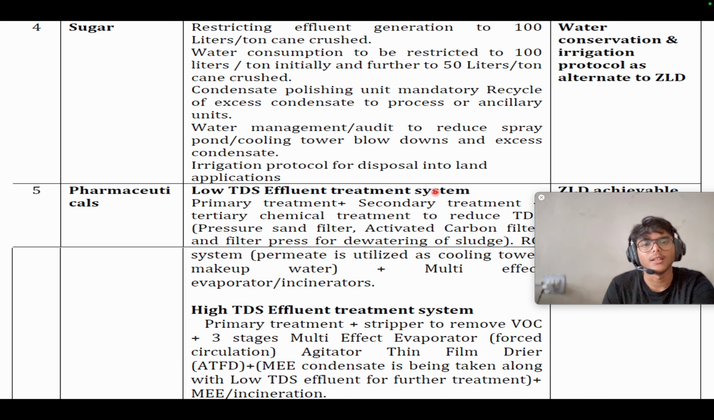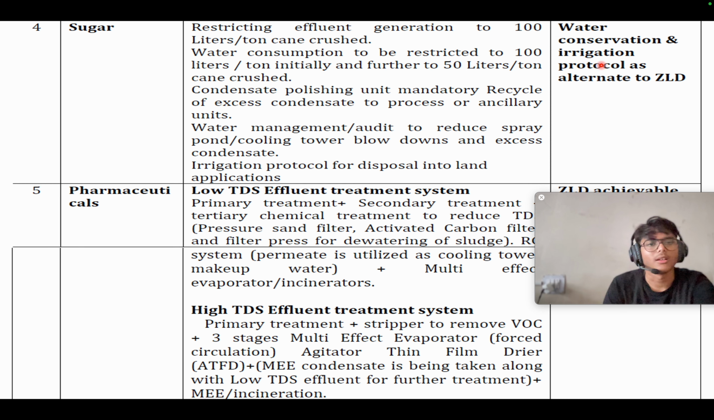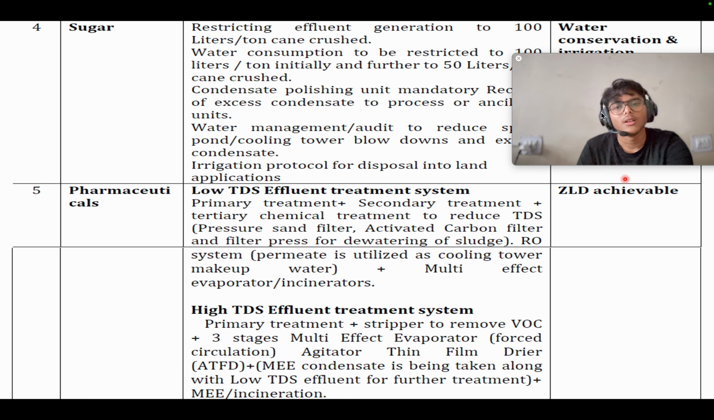These are some irrigation protocols for disposal onto land. So these are some methods, as you can see. What we have mentioned is the treatment options, and here also water conservation and irrigation protocol are as alternate to ZLD. Next we will see pharmacy, the pharmaceutical industry.